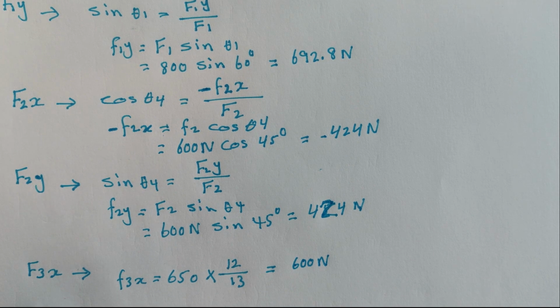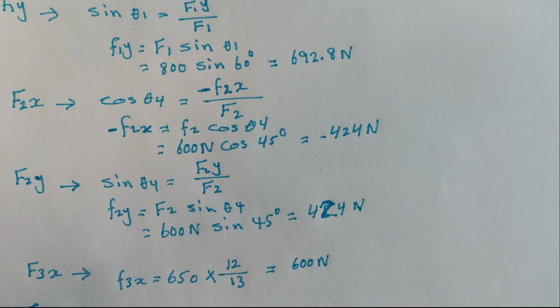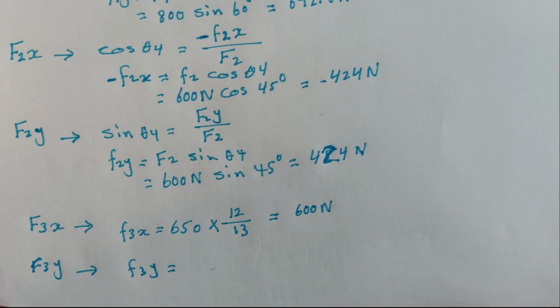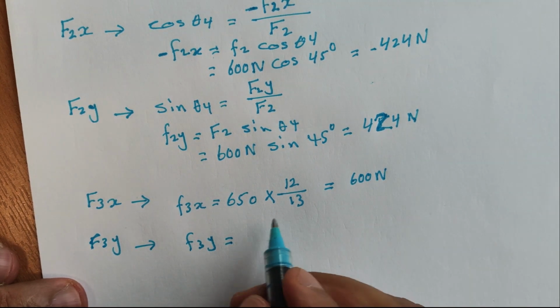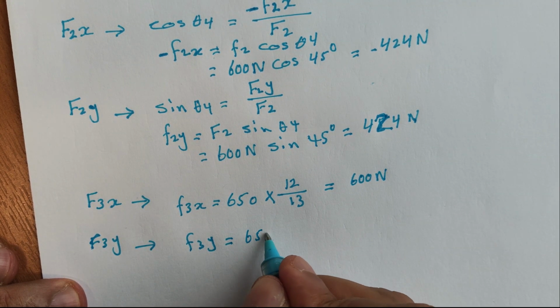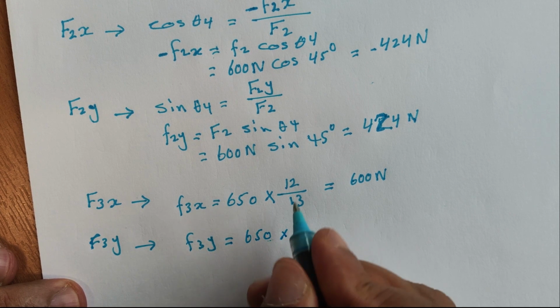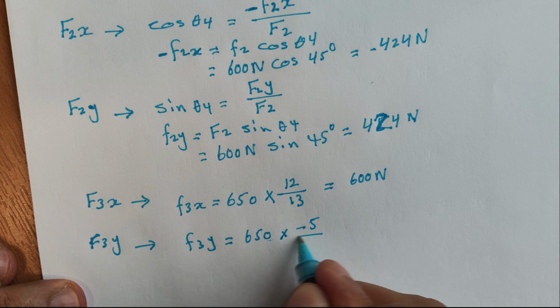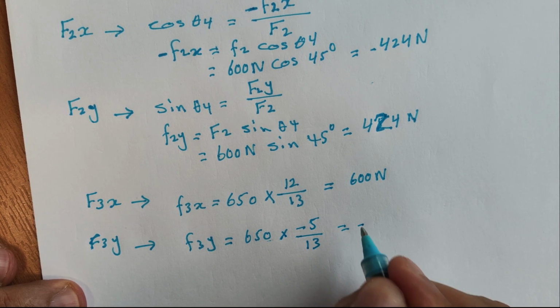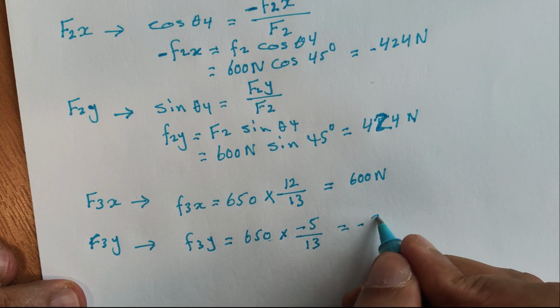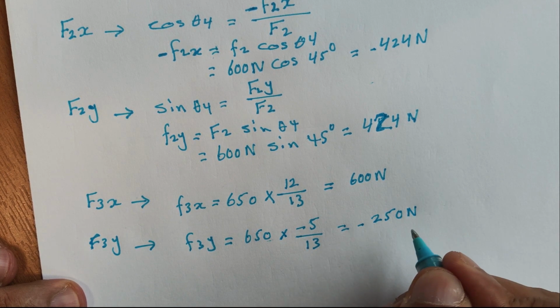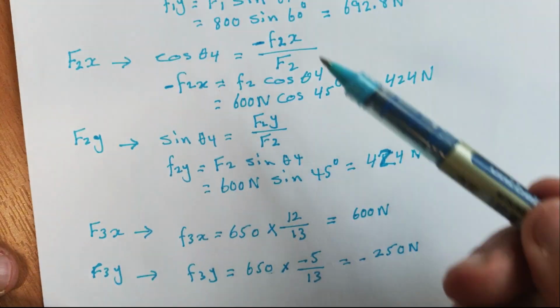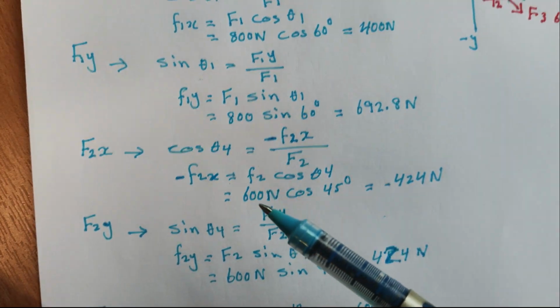Newton. Then solving for F3 on the y direction, again F3 on the y direction equals 650 Newton. Remember that times this here, since it's y on the negative direction, then negative 5 over 13, that should be negative 250 Newton. Now we got all of the forces down on the x and y directions.